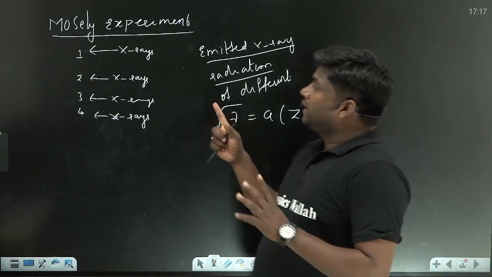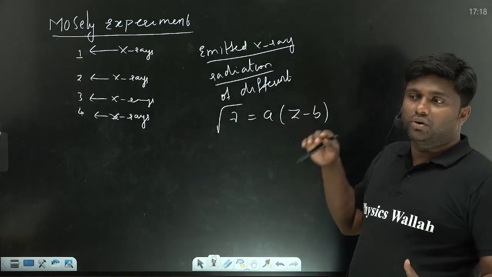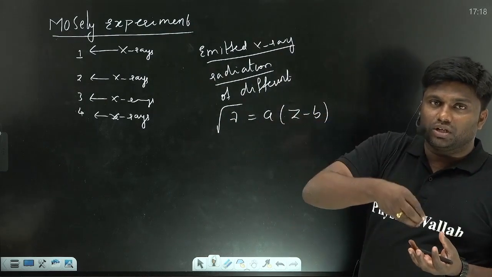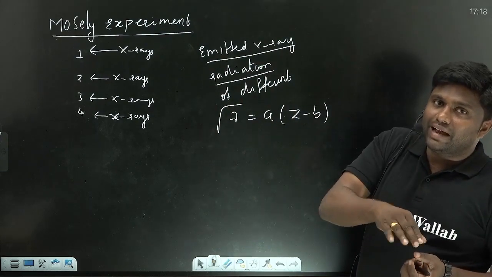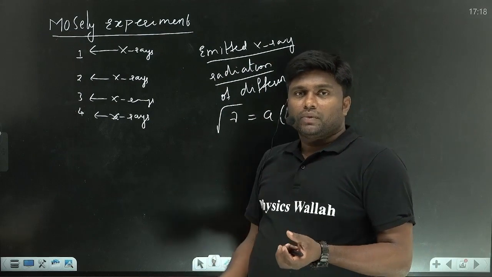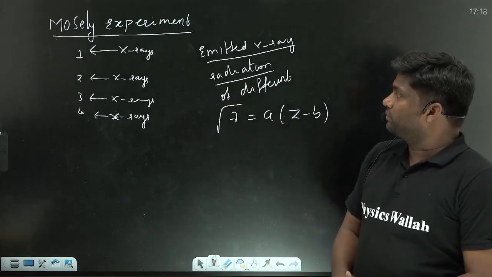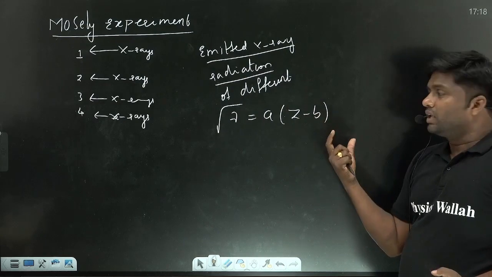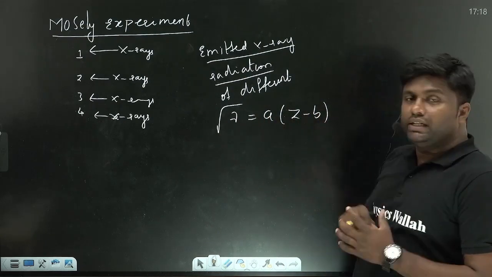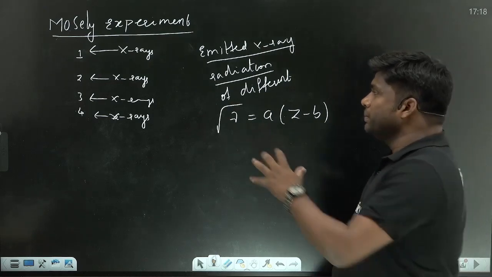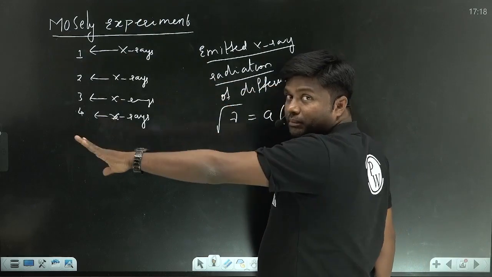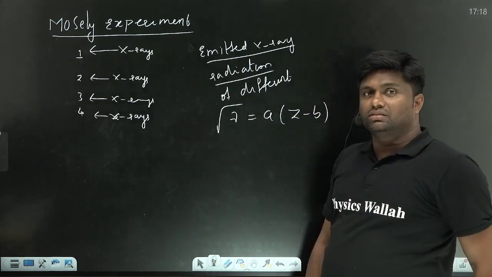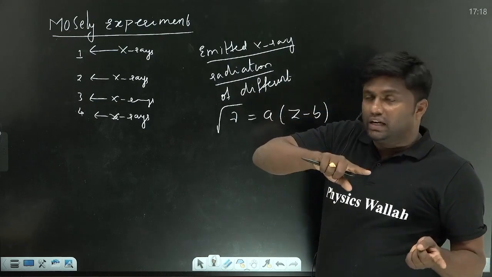Did you understand? What he did was take some atoms and pass X-rays through them. When X-rays were passed, the atoms absorbed some frequency of the radiation and emitted the remaining frequency. He established a relation between that remaining frequency and the atomic number. What is that relation? Root nu is equal to a into Z minus b. He took many atoms, passed X-rays through them, and then observed the frequency of emitted X-ray radiation and the atomic number. He got a relation, what is it?